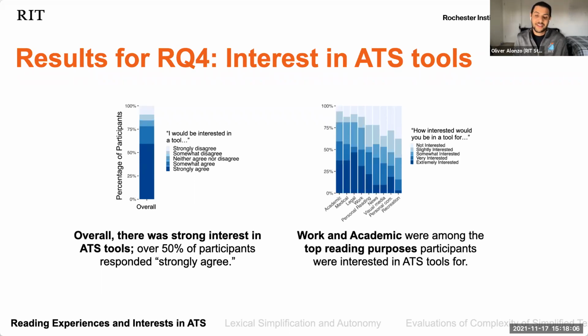Now, we also asked participants about what purposes they would be interested in having these tools for, and work and academic purposes, which, if you recall, were among the top purposes that participants reported reading for, were also among the top purposes that participants reported being interested in having automatic text simplification tools for. Notably, medical and legal texts were also among the top purposes that participants were interested in having these tools for, which were not very frequent, but it sort of highlights the need for domain-specific research in automatic text simplification, whether that is the legal domain, medical domain, or computing domain in this academic and work purposes of people in the computing industry.